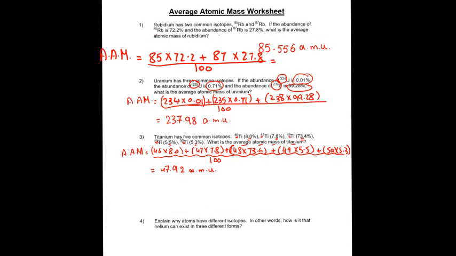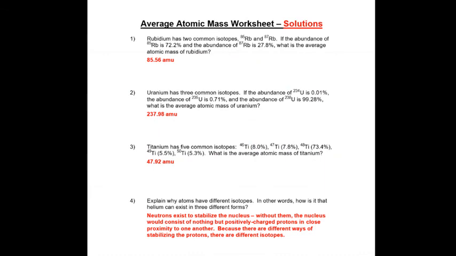Last question is a challenging question. It's asking why atoms have different isotopes, or how is that helium, for example, can exist in 3 different forms. You'll find the answer in the next slide. Here you'll find the answer of challenging question.